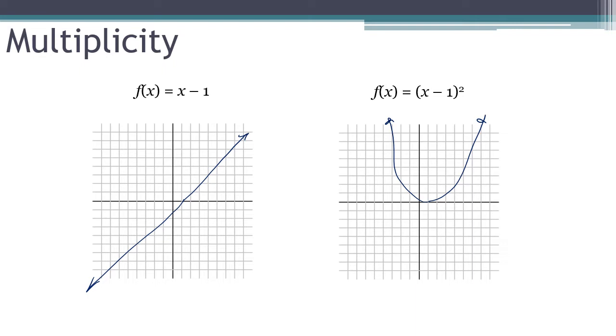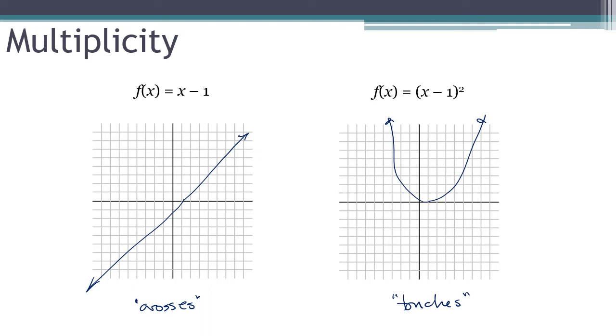The language that we use here is, I would say that the linear equation crosses the axis at x equals 1. And over here with my parabola, I would say it touches the axis at x equals 1. And what really is pushing this behavior is the exponent associated with this factor.